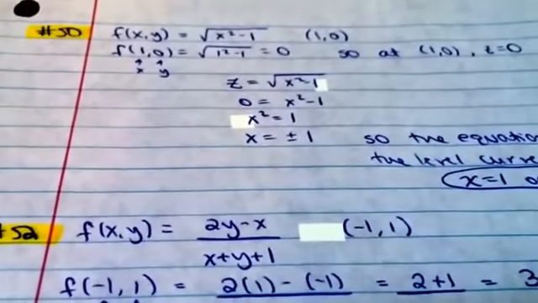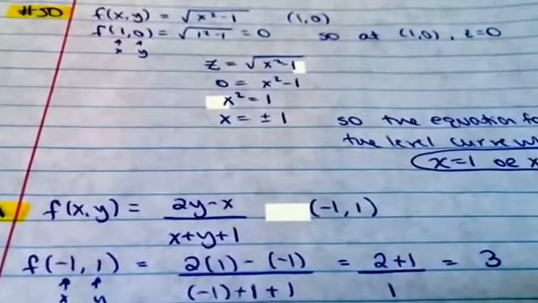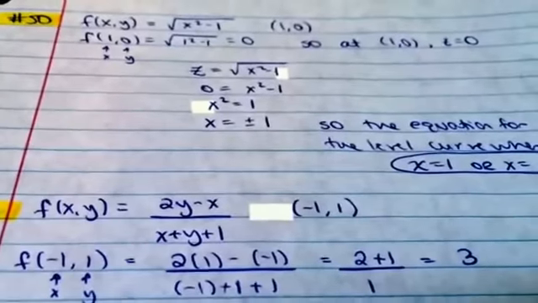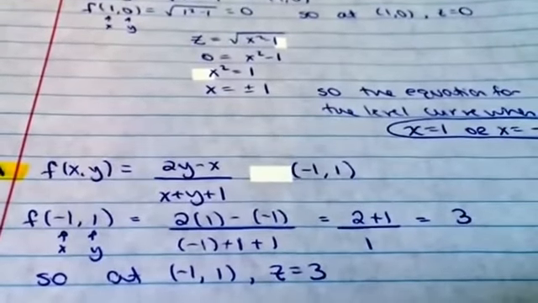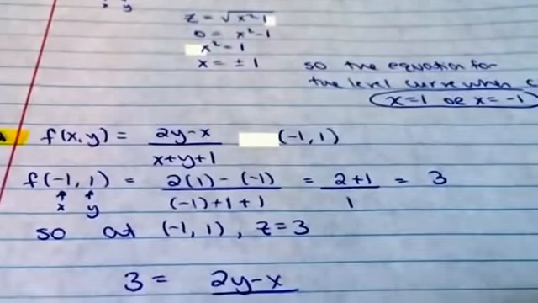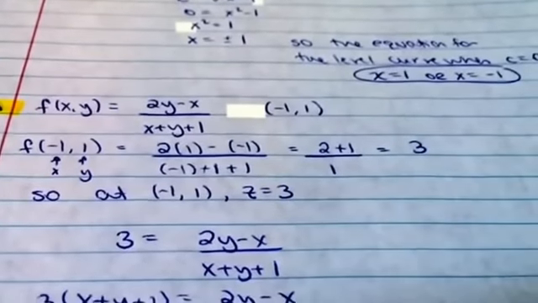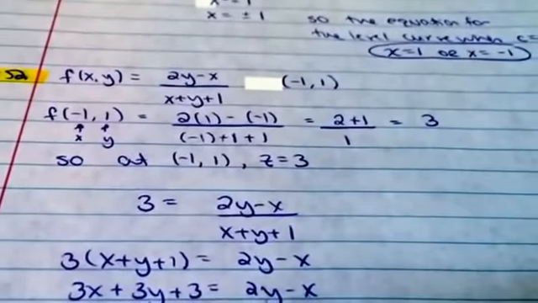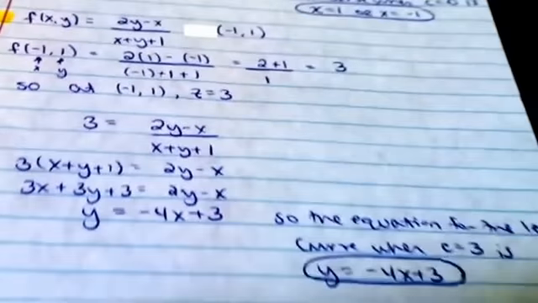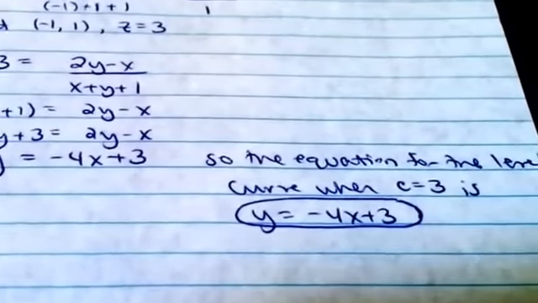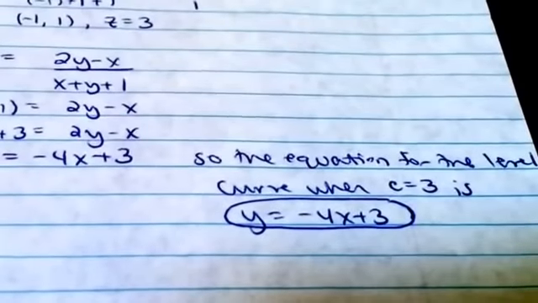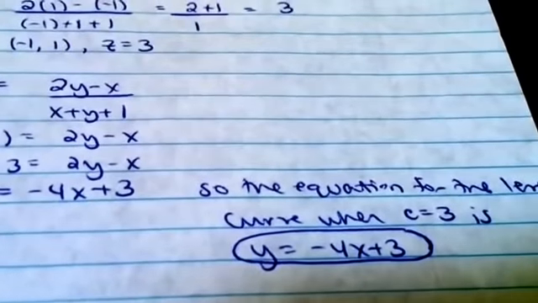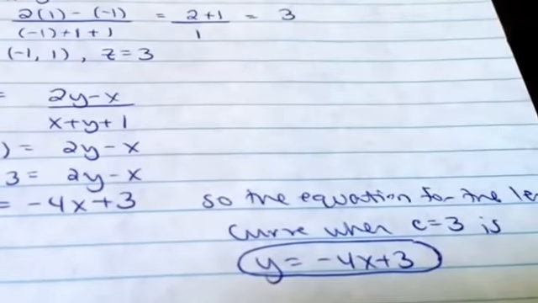All right, so hopefully you already tried it. First you start by plugging in the point and finding the z value. So plug in the point negative 1, 1, and I get 3 for my z. So at that point z is 3. So I put a 3 in place of the z, and then I'm solving, so I multiply by x plus y plus 1 on both sides. Distribute the 3, solve for the y, and so that gives me a line. I mean, it's a line in 2 dimensions. This is a plane in 3 dimensions. So that will correspond to when c is 3.